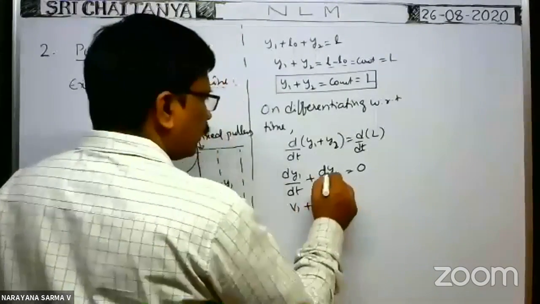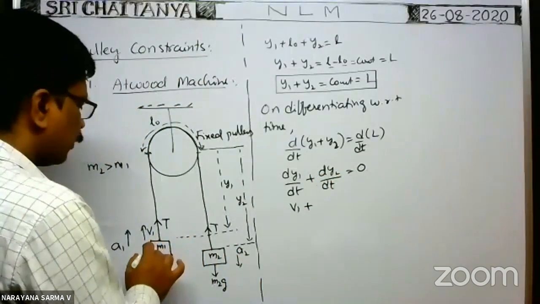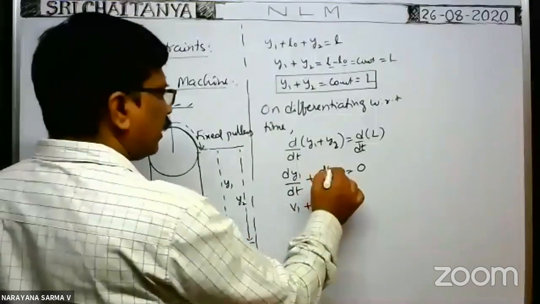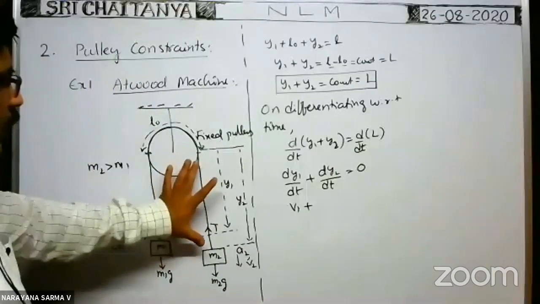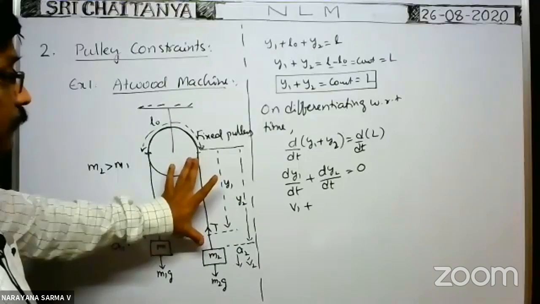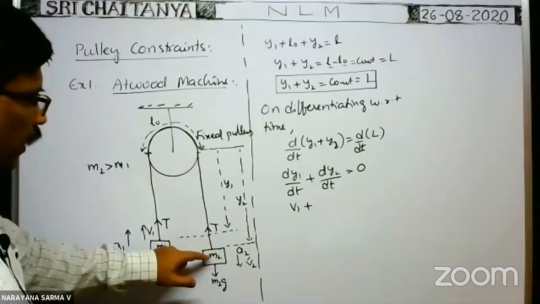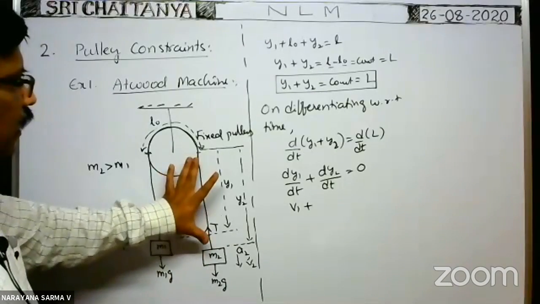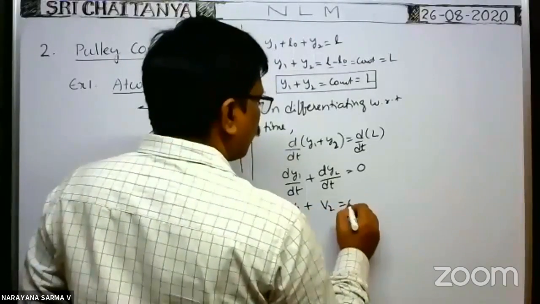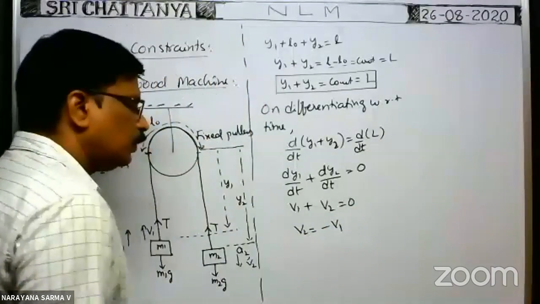v1 plus, what about dy2 by dt? Suppose at any instant of time, whenever the velocity of this block is v1, the velocity of this block is say v2. Then dy2 by dt means the rate of change of the length of this string. y2 is the length of this string. That is equal to the speed at which the block moves, at the same rate the length of the string here changes. That's why dy2 by dt is the velocity of the block 2. That is equal to 0. Or v2 is equal to minus v1.